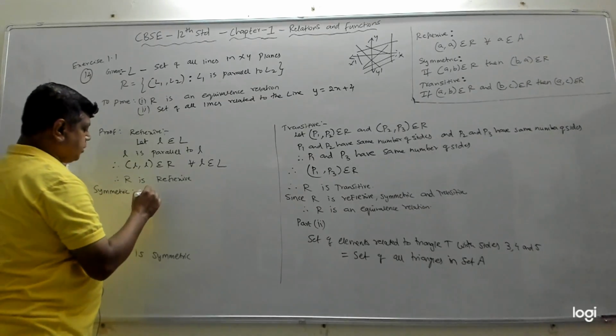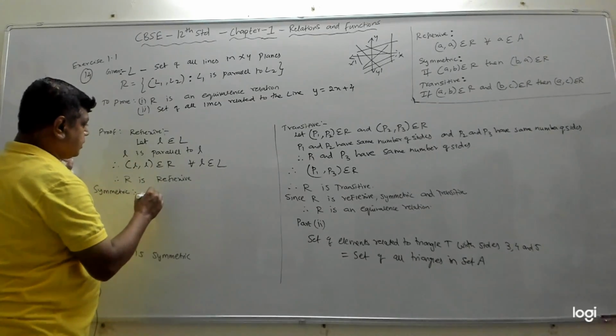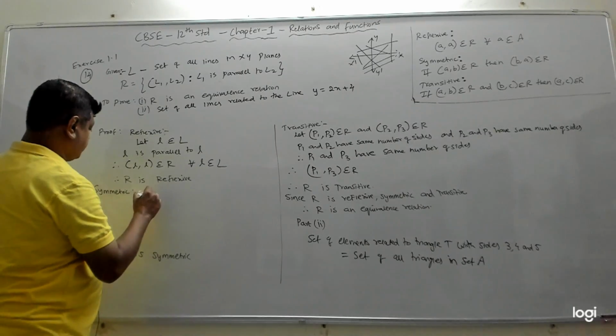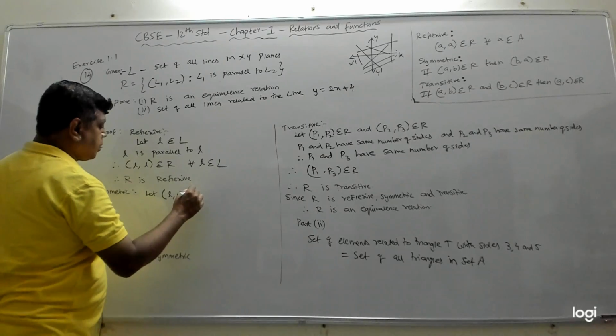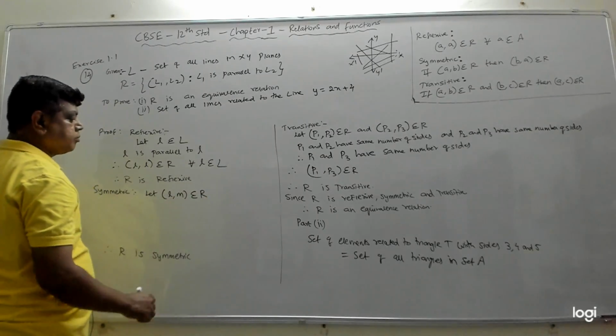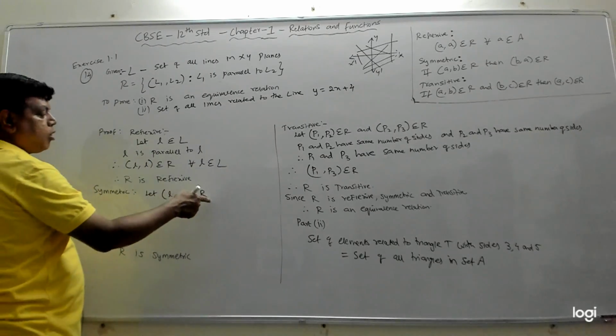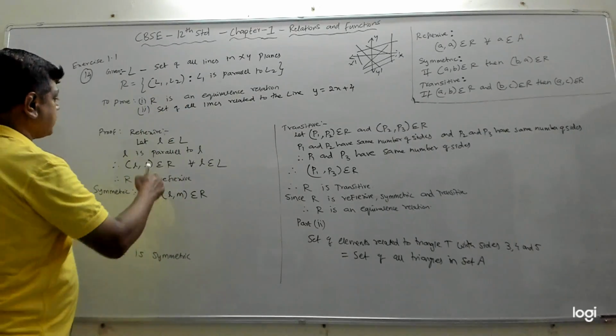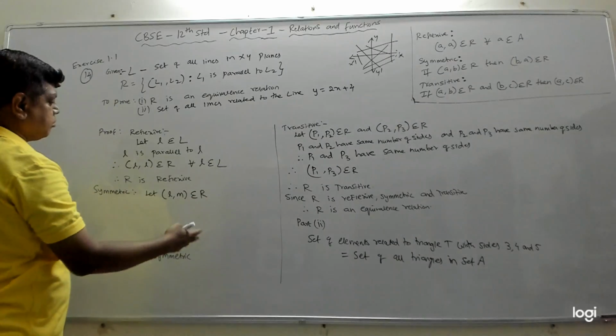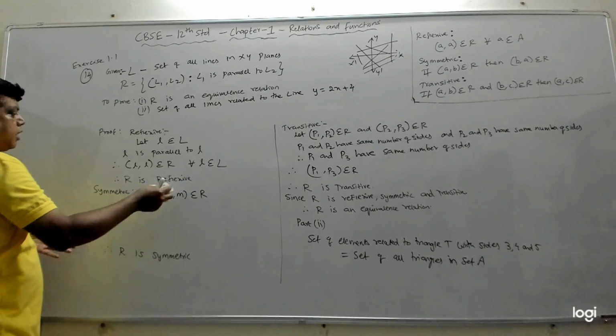Now symmetric. Symmetric means we should take two lines. So we'll say let L, M belongs to R. The two lines L and M, they belong to R. They are related, right? Or you can say L1, L2 also belongs to R. We can say that way also.